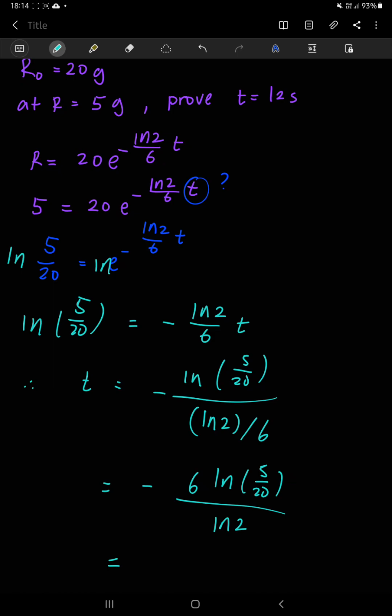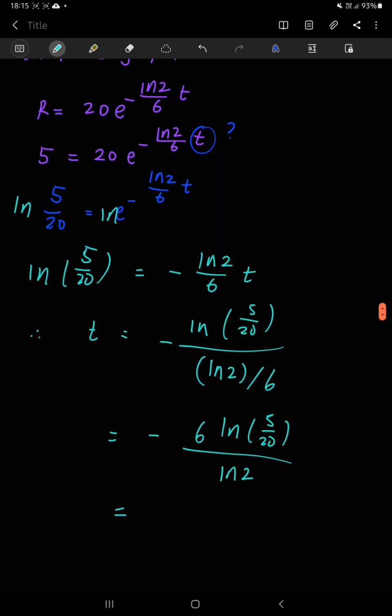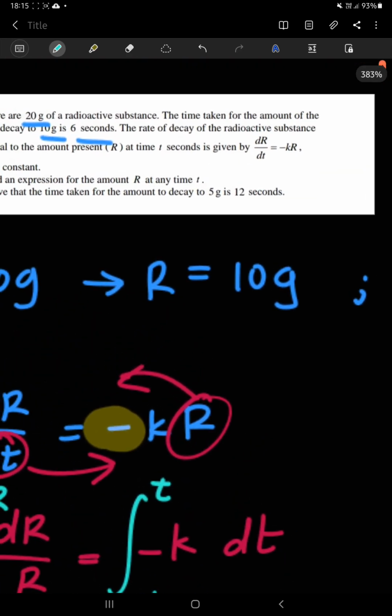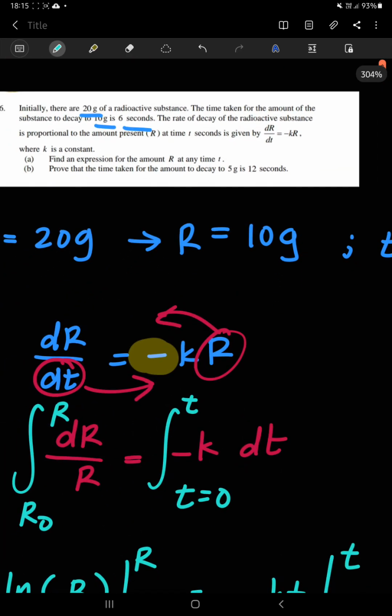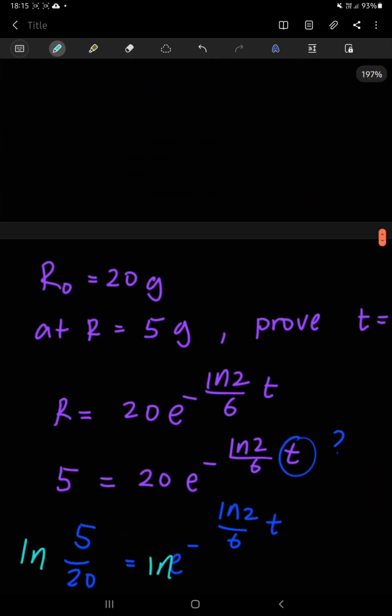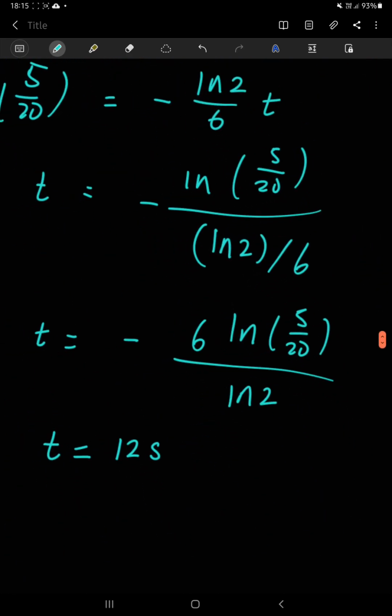I already plugged in the values into my calculator and I get that it is indeed 12 seconds. Hence, because the question wants us to prove that the time taken for the amount to decay to 5 gram is 12 seconds, then indeed we get 12. Hence, this is the correct answer that we wanted proven.